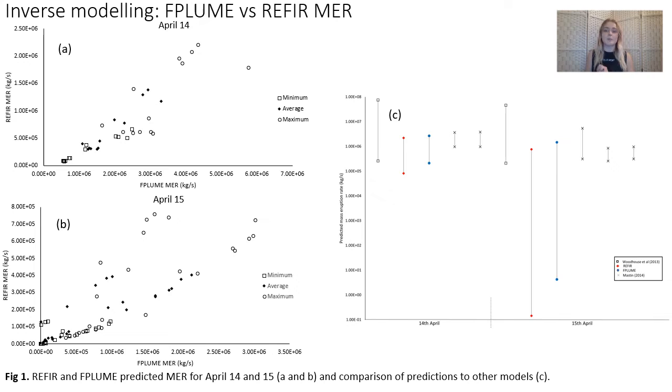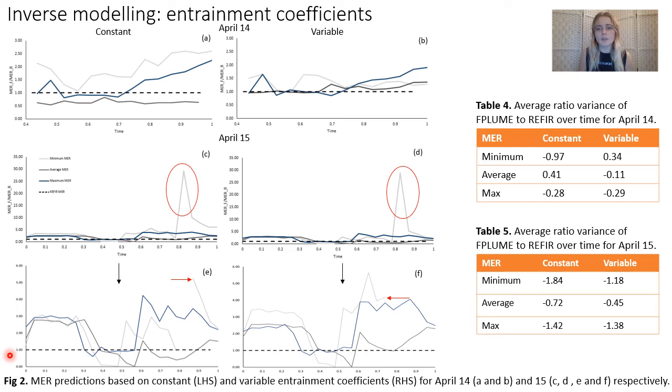Although on the 15th of April, mass eruption rate predictions were very small, using both REFER and F-plume models, but this was due to low plume heights estimated using the REFER software, when the plume height fell below the crater level and was no longer visible by the C-band radar. So as I previously mentioned, constant entrainment coefficients were used in both REFER and F-plume to predict mass eruption rate.